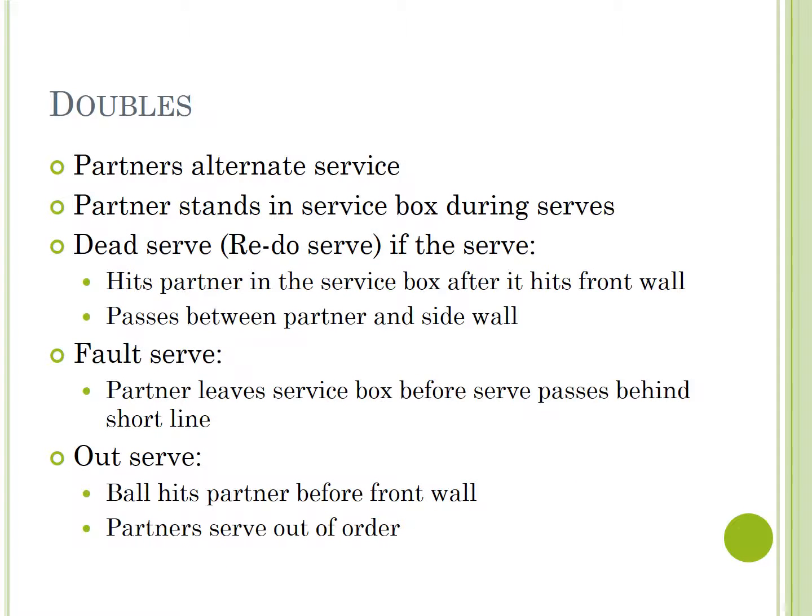For doubles, partners must alternate serving. When serving, your partner must stand inside the service box. If the serve hits your partner after it hits the front wall, or if it passes between your partner and the side wall, the serve will be replayed. If your partner leaves the service box before the serve passes behind the short line, it will be considered a fault serve. Or if you hit your partner before the front wall, or if you serve out of order, it will be considered an out serve.